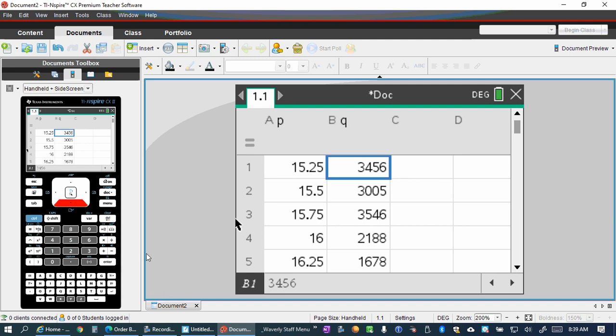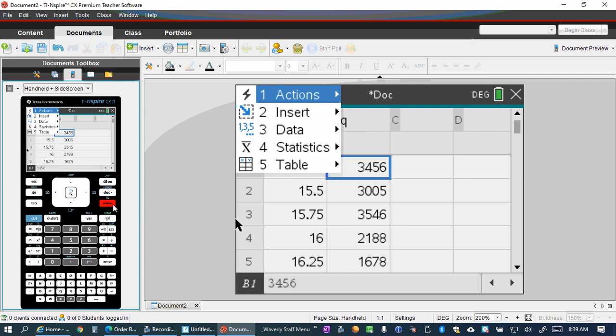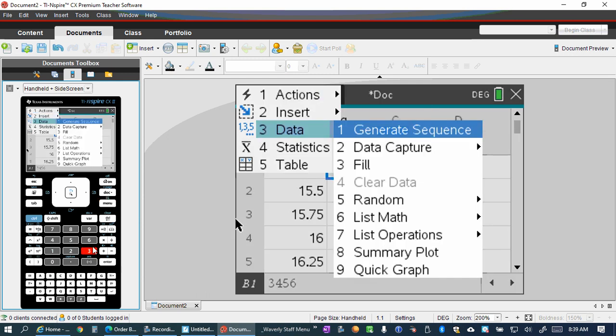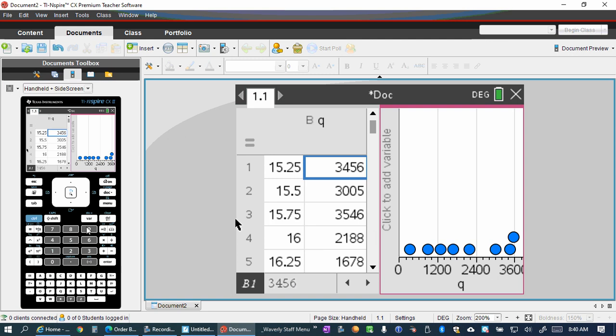Do you remember how to do a scatter plot? So I think if we hit, let's see here, I want to go into like data or something. Menu. So I hit the menu button, 3 for data. Here's probably good. I want quick graph. See number 9 there? And they get sideways.